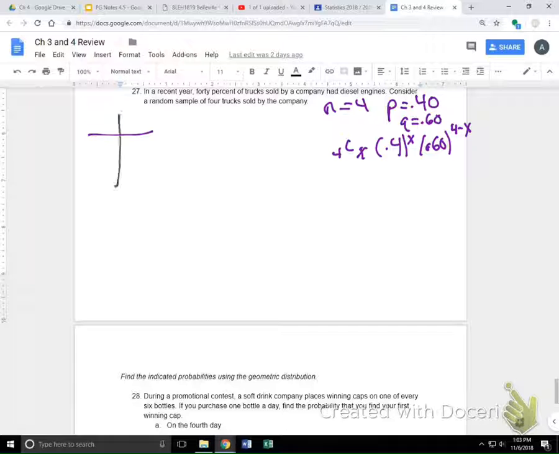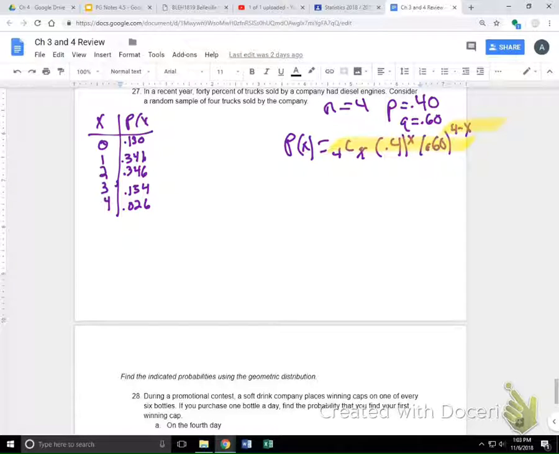Create a quick table. X, P of X. 0, 1, 2, 3, 4, 0.130, 0.346, 0.346, 0.154, 0.026, and again we got all of these by using this formula over here. I can even put it as the probability of X equals, and then you're just going to continue substituting in the X value that we're looking for.